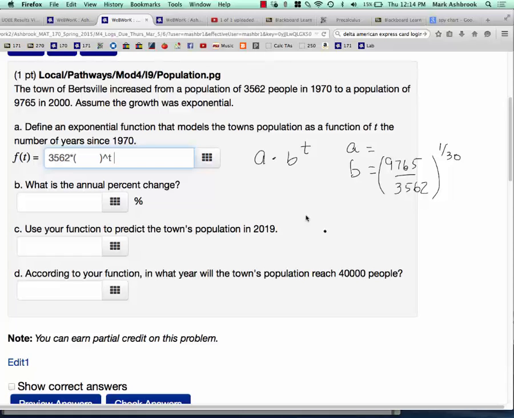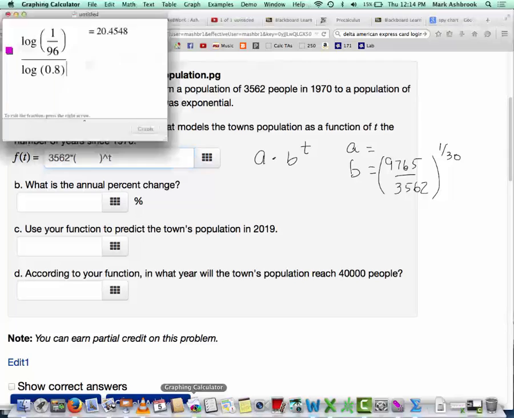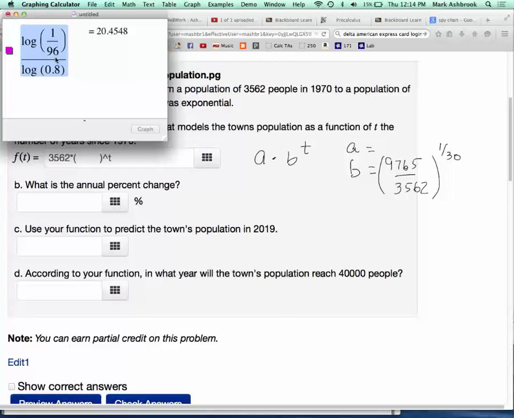And then we need the annual percent change. So let's go ahead and find that as an approximation. I want 9765 divided by 3562 raised to the 1/30th, which is 1.03419.